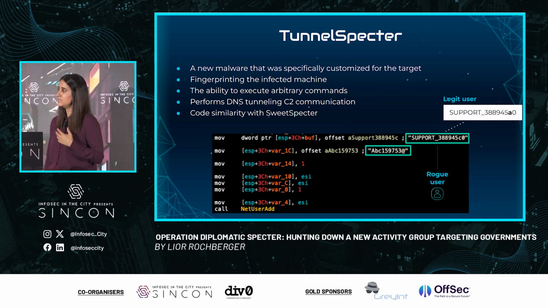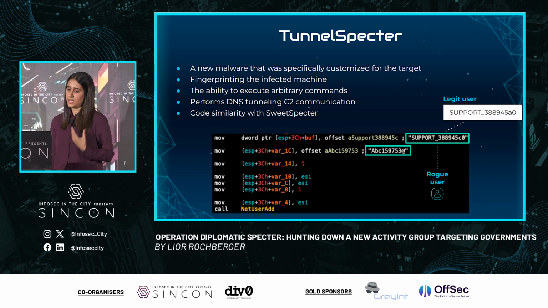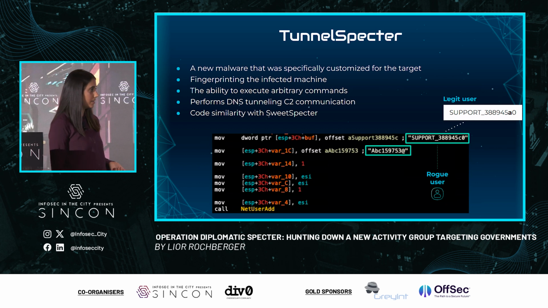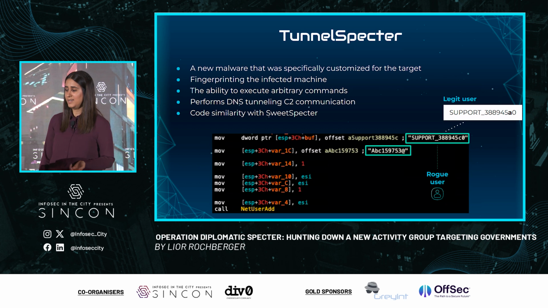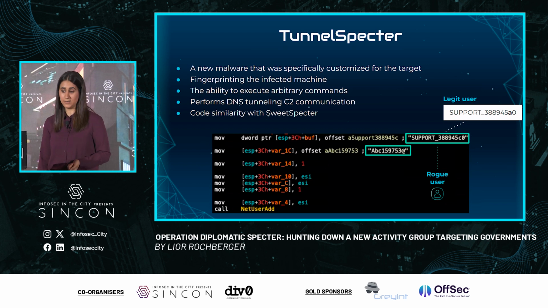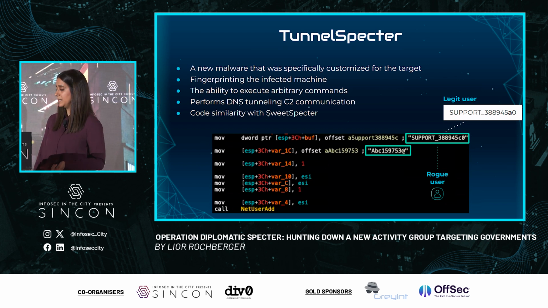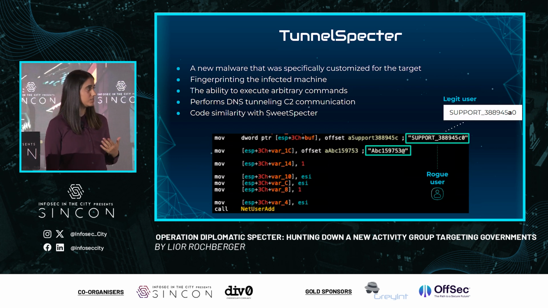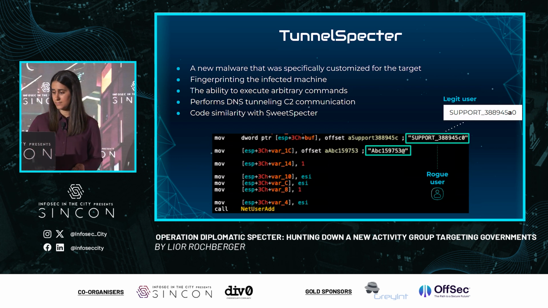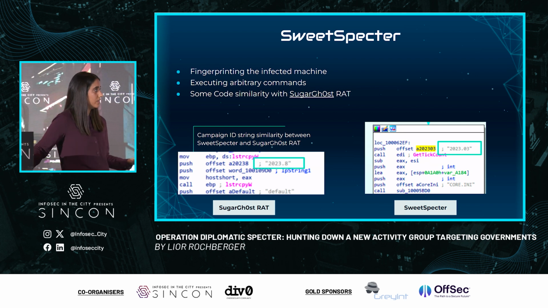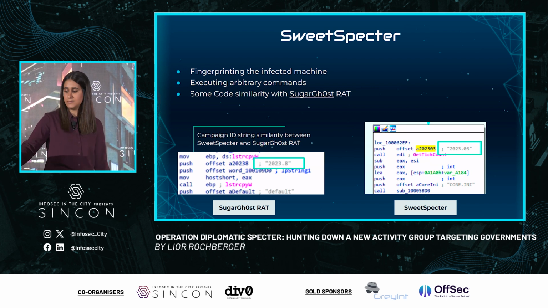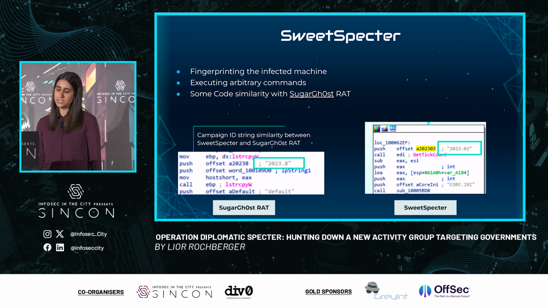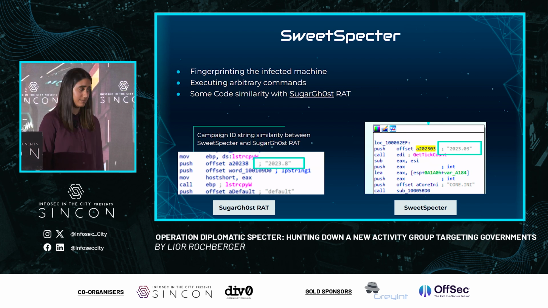And besides the creation of this rogue user, Tunnel Specter is also able to fingerprint the infected machine, to run arbitrary commands, and to communicate with the C2 over DNS tunneling. And as I said in the beginning, it shares a slight code similarity with the second malware, which is called Sweet Specter. And Sweet Specter is also able to fingerprint the infected machine, and it does it the exact same way as Tunnel Specter does it. And it's also able to execute arbitrary commands.